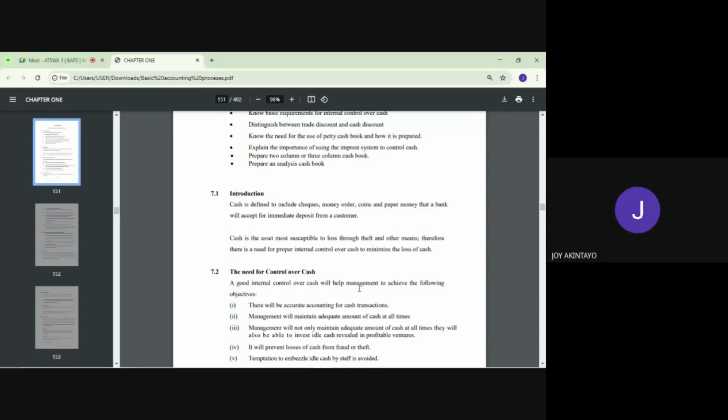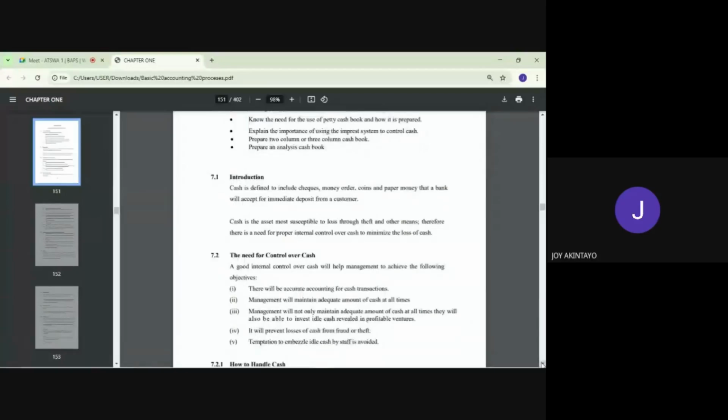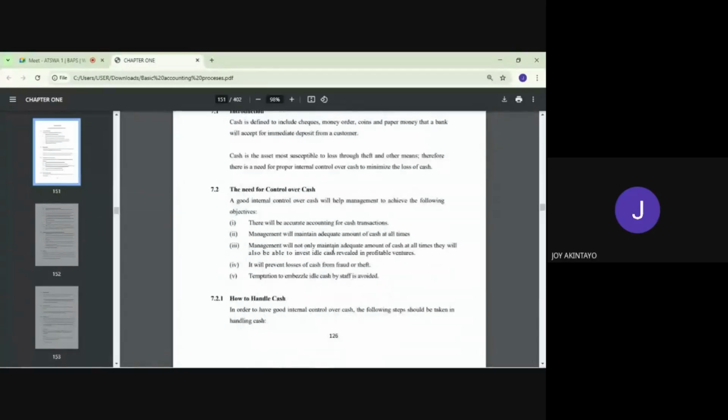Another one is that management will maintain an adequate amount of cash at all times. They will also be able to invest idle cash in profitable ventures. Once there is excess cash, management should be able to invest it so that it will bring more returns.